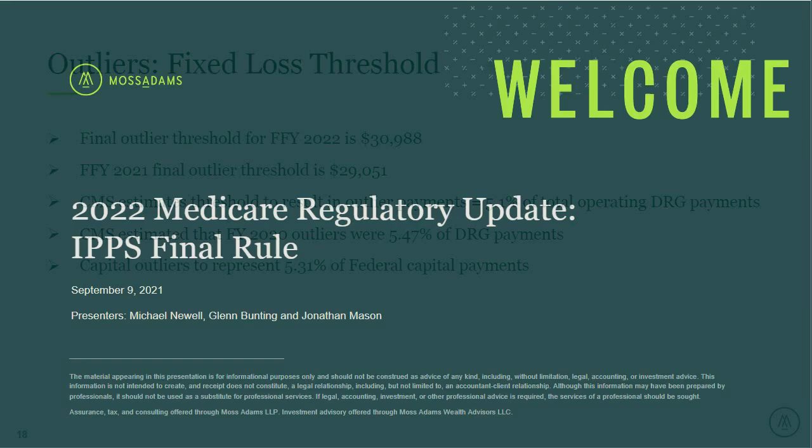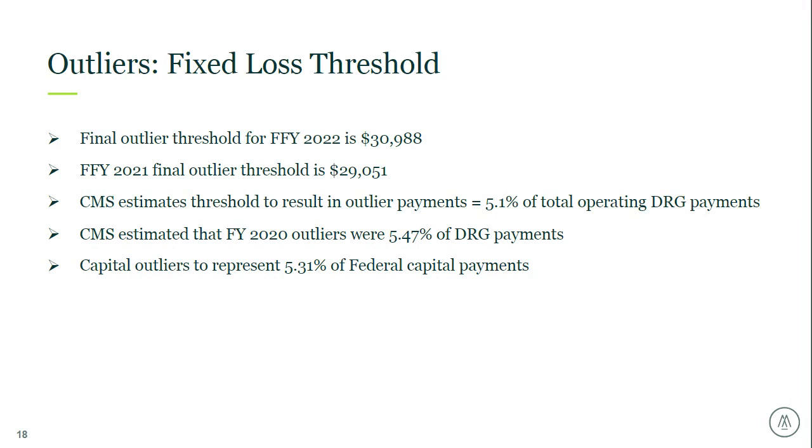I want to touch a little bit here on what's going on with outliers and the fixed loss threshold. In the final rule, the final outlier threshold for 2022 has been determined to be $30,988. And when you compare that to the current year, fiscal year 2021, the final outlier threshold is $29,051. So the threshold has gone up slightly.